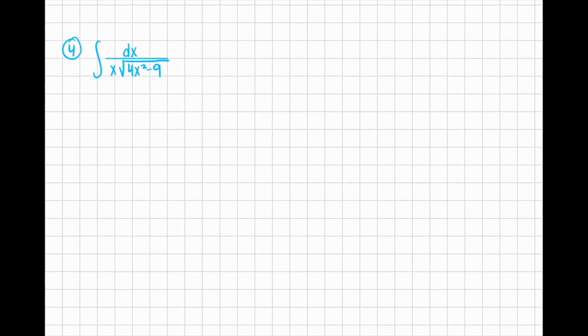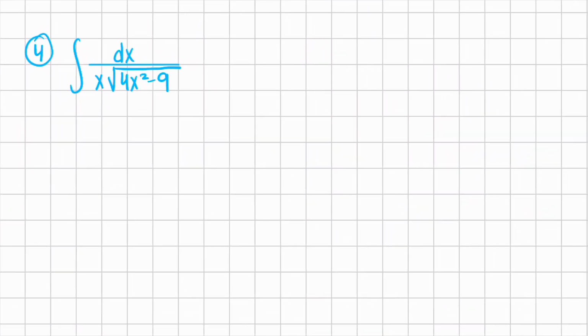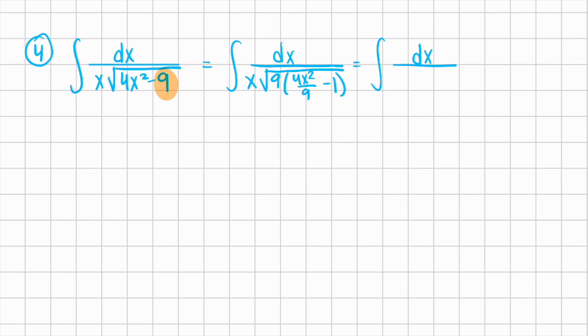Okay, we've got one more example. For this last one, same thing. Let's make this 9 a 1. Let's do that first. So I'm going to factor out a 9 under that radical. Next, the square root of 9 is 3. So I'm going to simplify that part. I'm going to have 3x in front of my radical.